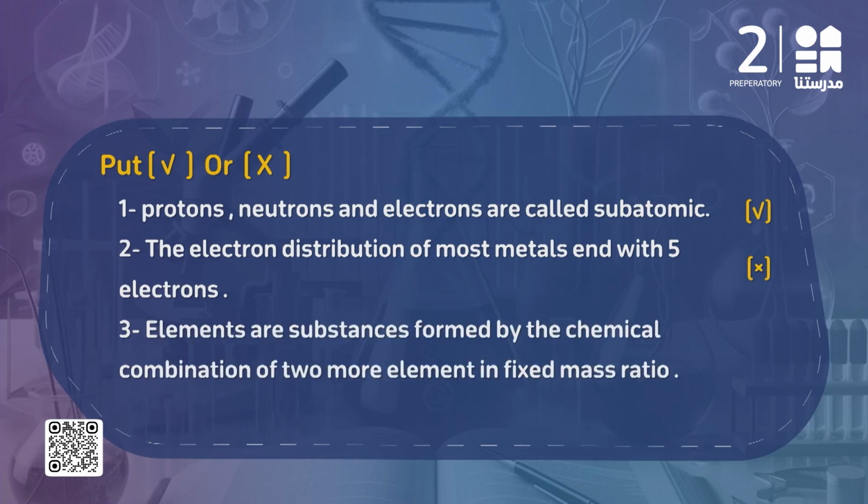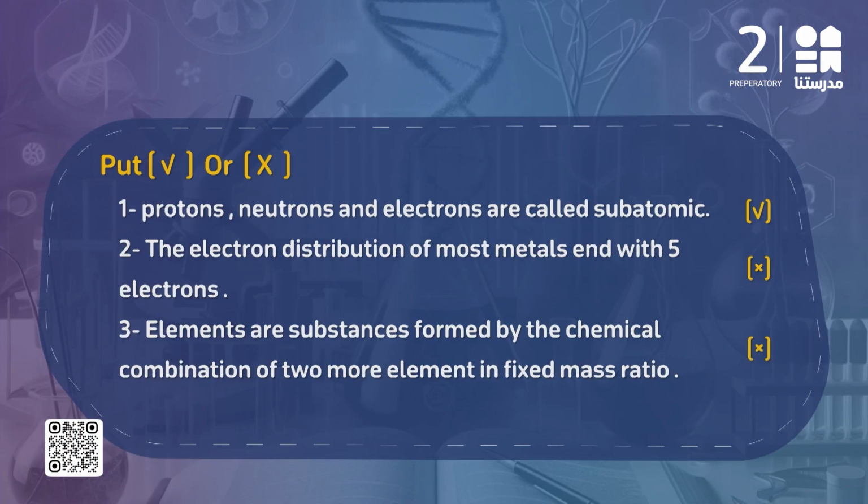Question number 3 tells you elements are substances formed by the chemical combination of 2 or more elements in a fixed mass ratio. This is the definition of the compound, not an element. So the answer will be false.